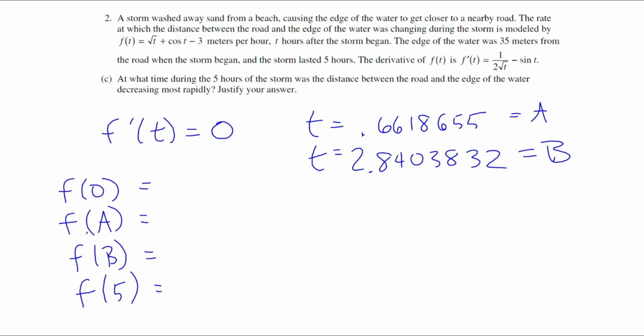Now, f of 0 we should be able to do really easily without the calculator. The square root of 0 is 0. The cosine of 0 is 1, and 1 minus 3 is -2. So that's easy enough. But for the other ones, we'll need to use our calculator.